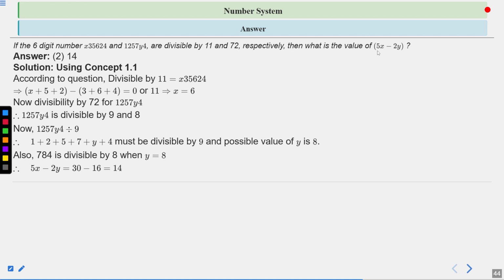Now we can calculate 5x minus 2y. We know that the value of y is 8 and the value of x is 6, so we just put in the values. 5 into 6 becomes 30, 2 into 8 becomes 16. So 30 minus 16 is equal to 14. So the second option is the correct answer of this question. Next one.